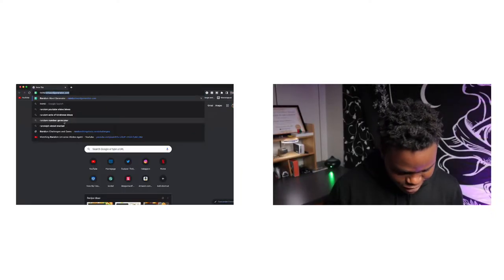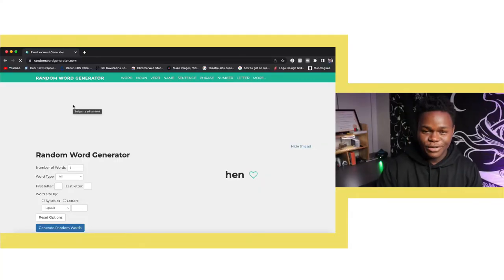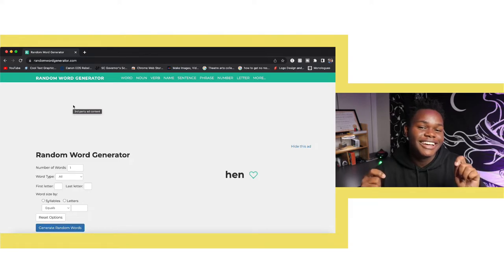Let's dive into this and see what we can make of it. So the process is we're gonna go to a random word generator. This random word generator is gonna give me a random word. How this is going to work is this random word will inform the title of the screenplay. So it'll either be the title itself or it will inform it.